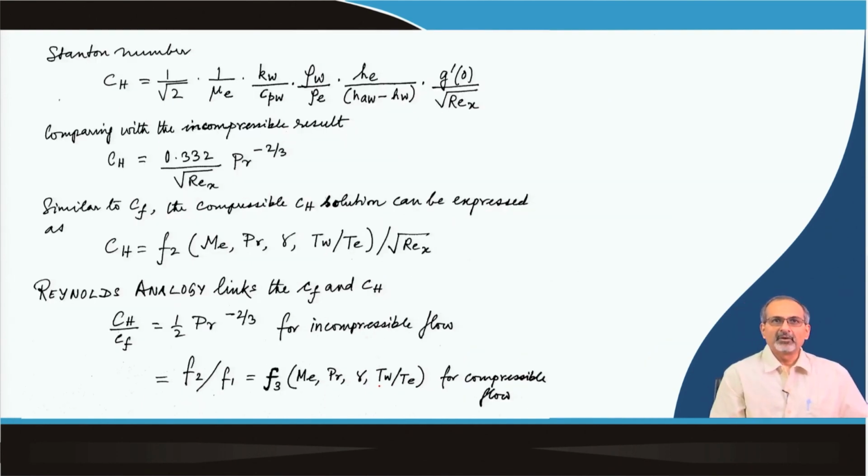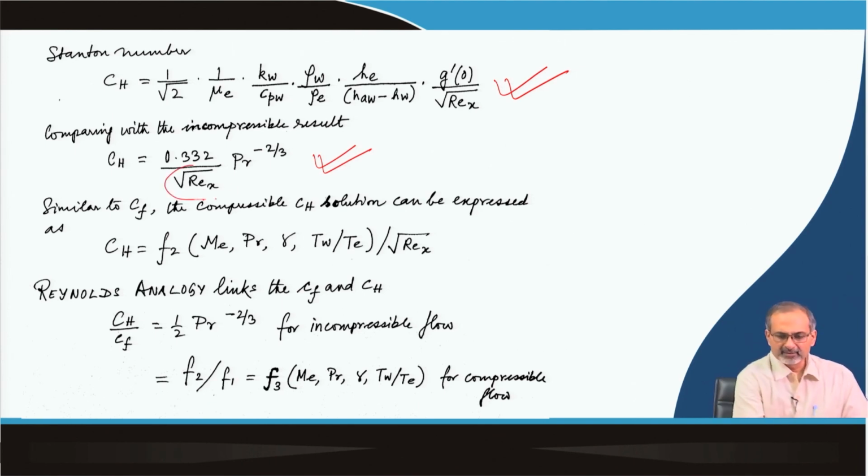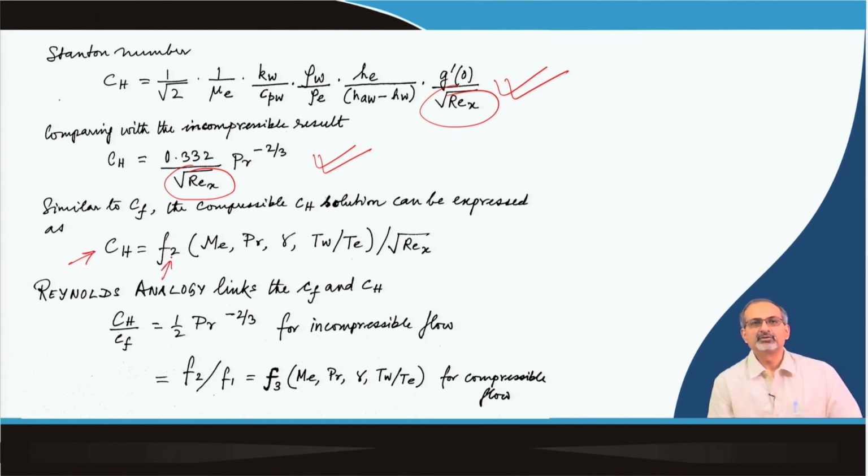Coming to Stanton number, this is how it appears for flat plate. Again, comparing with the incompressible result, which has a dependence on Prandtl number as well, you see that the square root of Re_x again shows up in the denominator of both, and similar to CF, here in case of CH we introduce a function F2 which shows its dependency on the similarity parameters.